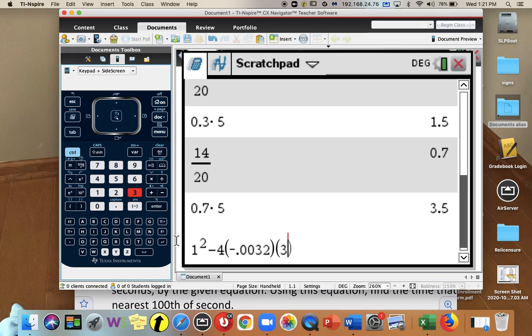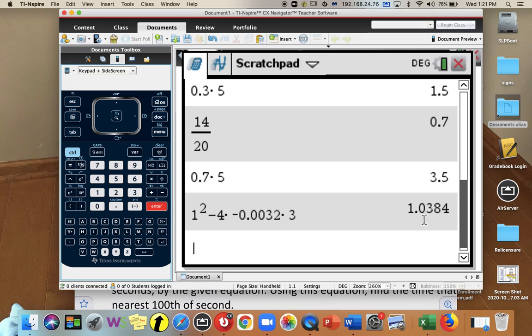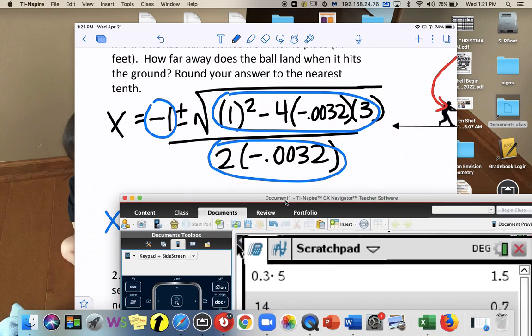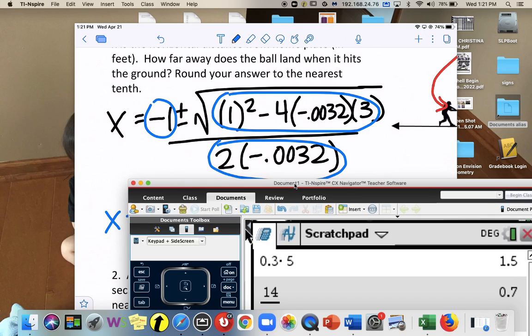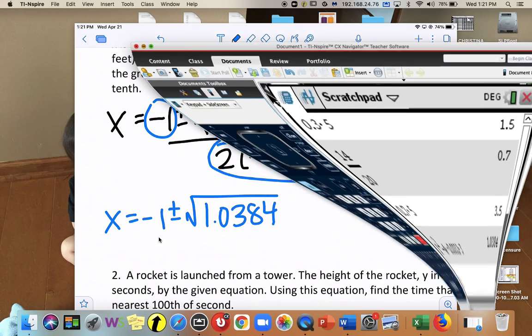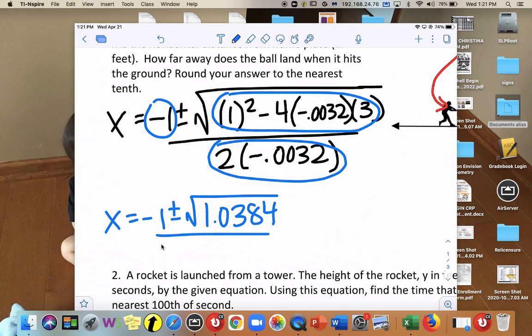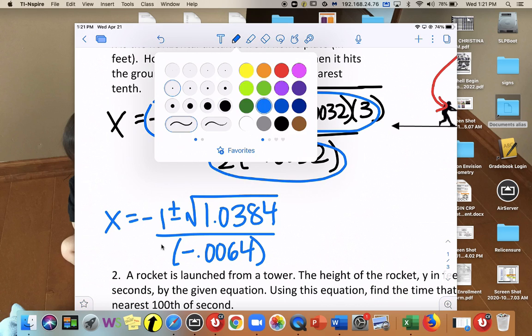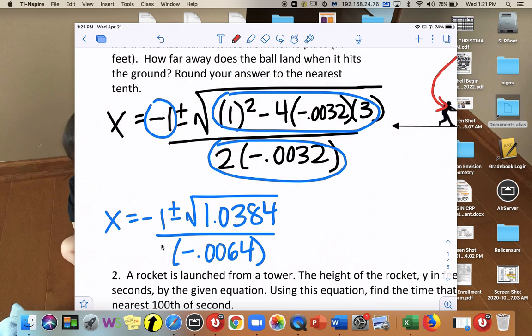Okay, so there's that number under the radical, 1.0384. Write that in, 1.0384, and then all over 2a. The bottom is 2 times negative 0.0032, so I can multiply that out. That ends up being negative 0.0064. If we can get those 3 numbers that I circled in blue, then it should be a lot easier to calculate our answers.